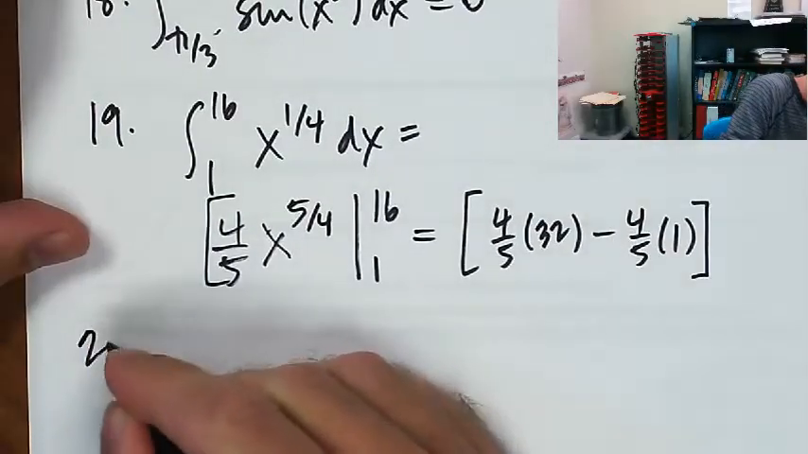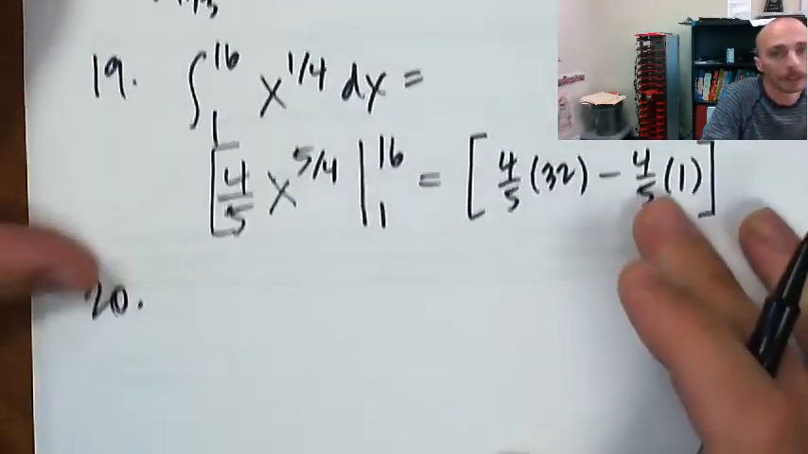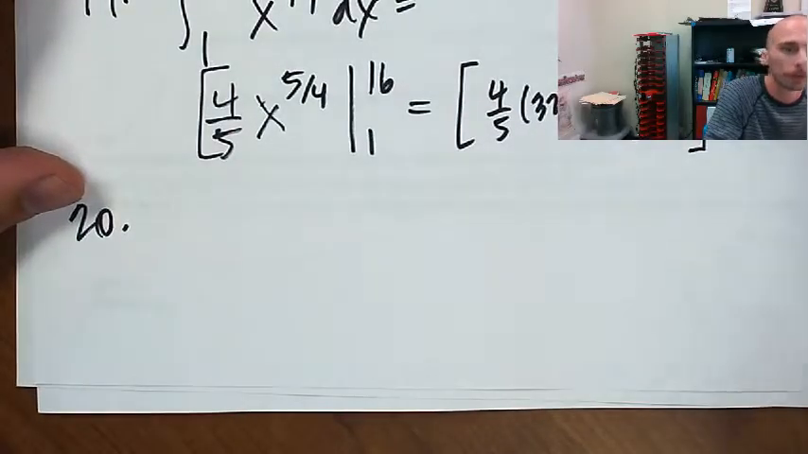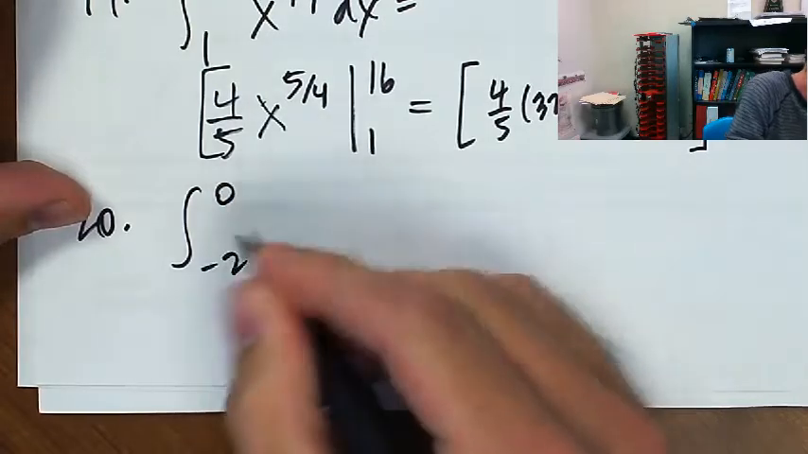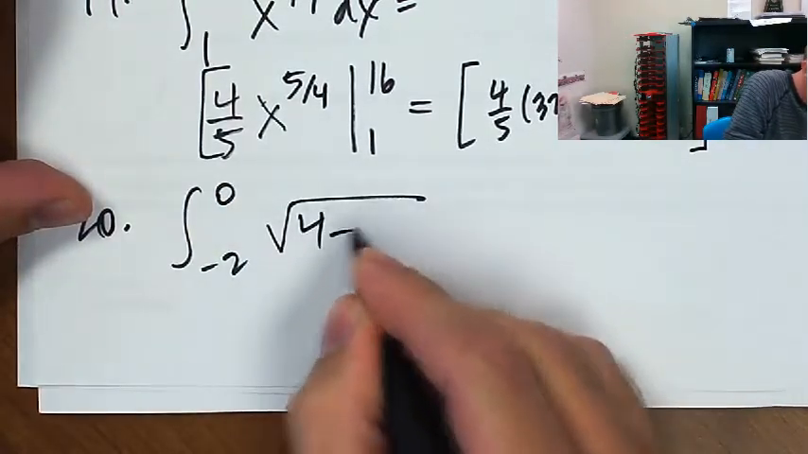Okay, the last one, number 20. And this one's a little tricky, because we're not going to have an antiderivative for this. We need to draw a picture and use geometry like last time. Evidently I made an error when I was doing this one on the video last time. So, negative 2 to 0 of this.